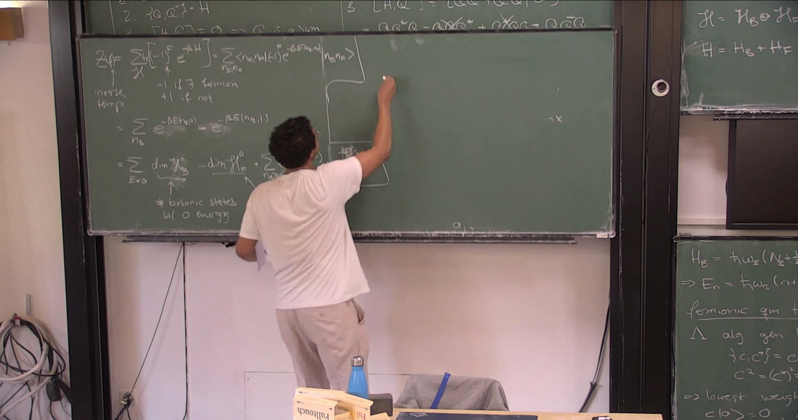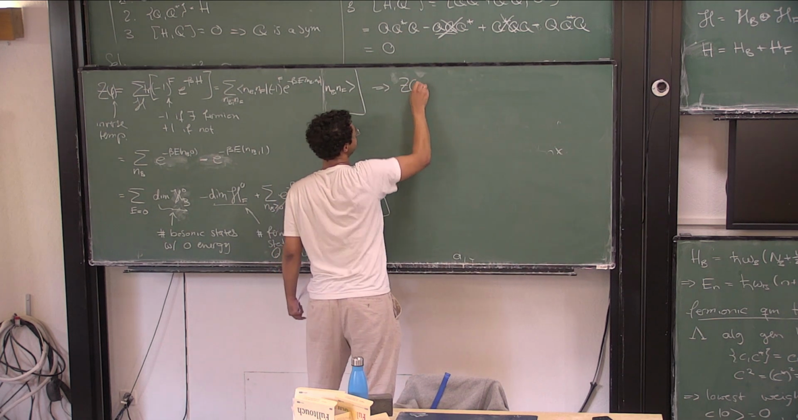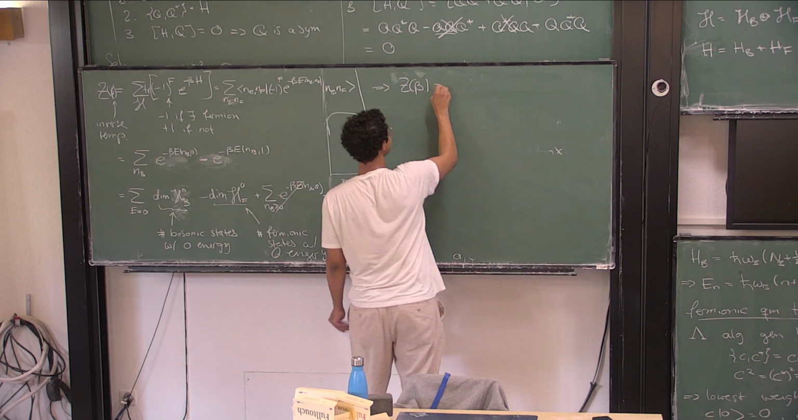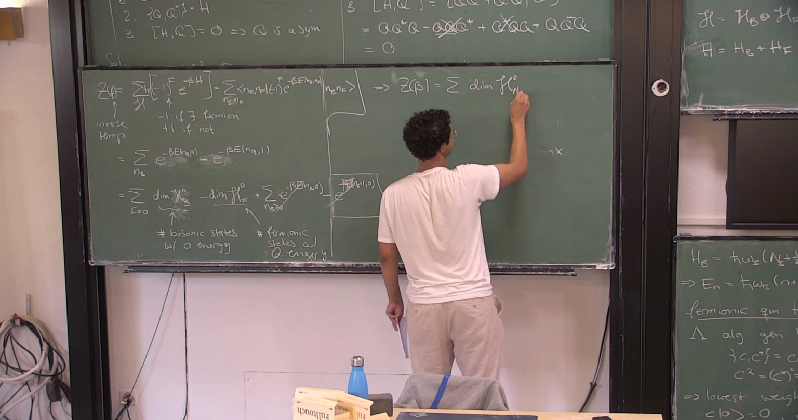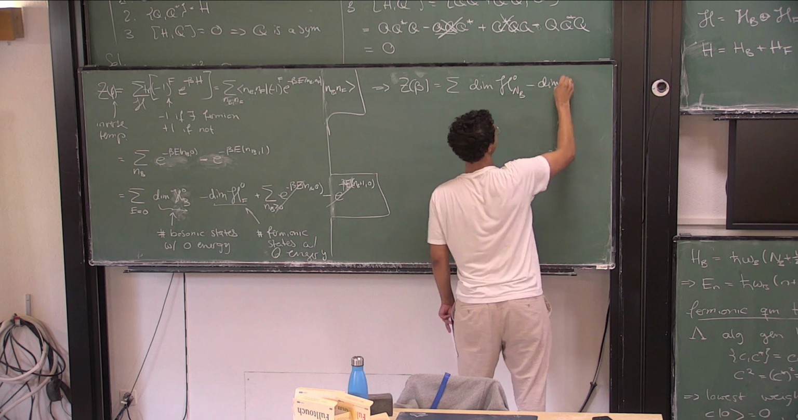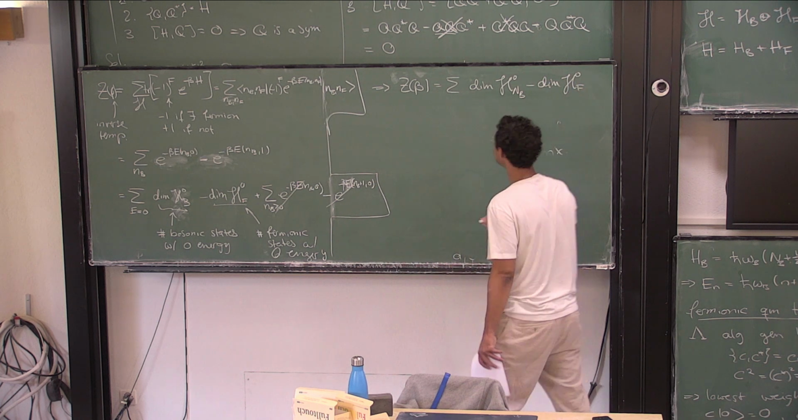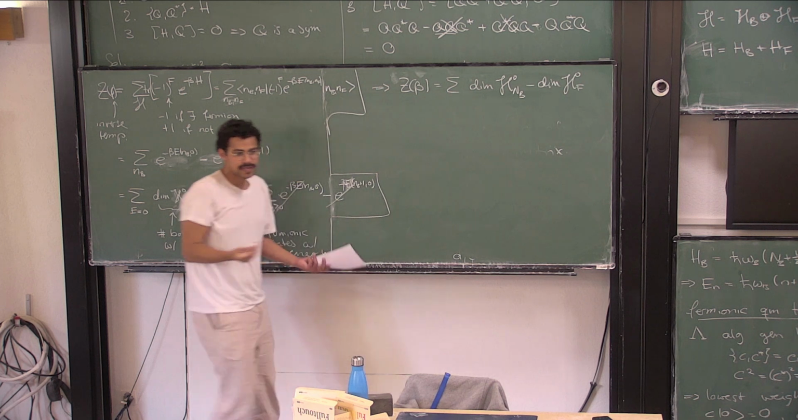So the upshot is this partition function is just given by the dimension of 0 energy states which are bosonic minus the dimension of 0 energy states which are fermionic, and it doesn't depend on beta at all.